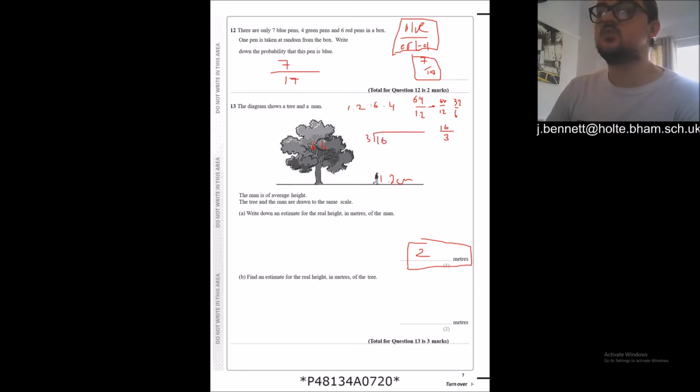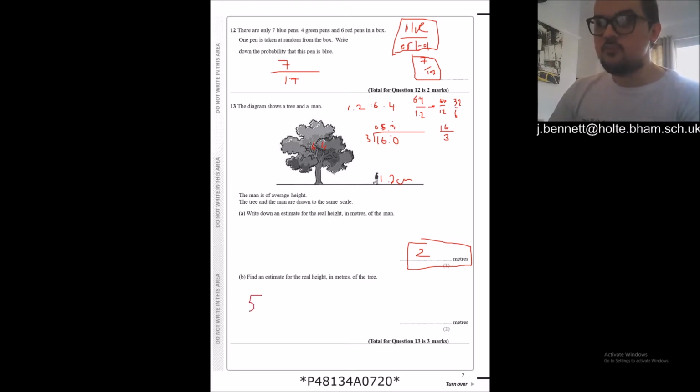16 over 3, just so we can get a rough idea. How many 3s go into 1? 0. How many 3s go into 16? 5, remainder 1. How many 3s go into 10? 3, remainder 1, and that goes on forever. So our scale factor this time is 5.3, which is a bit more accurate, a bit closer to what we're looking for. So this time we're going to multiply by 5.3.